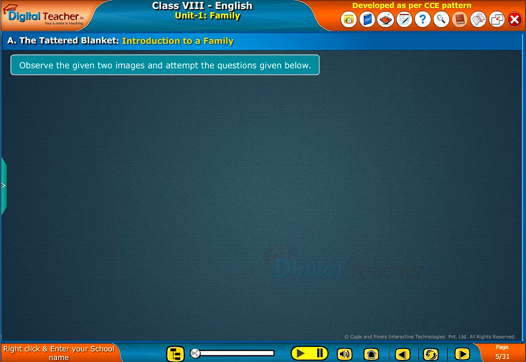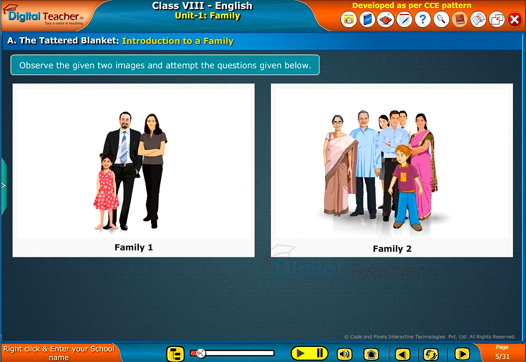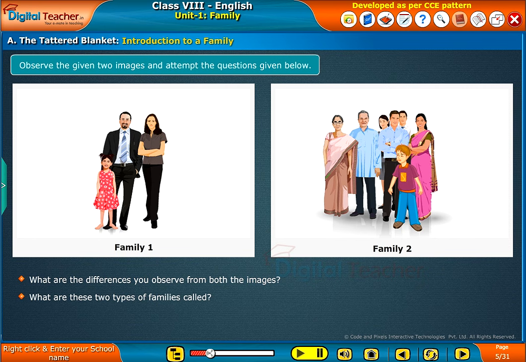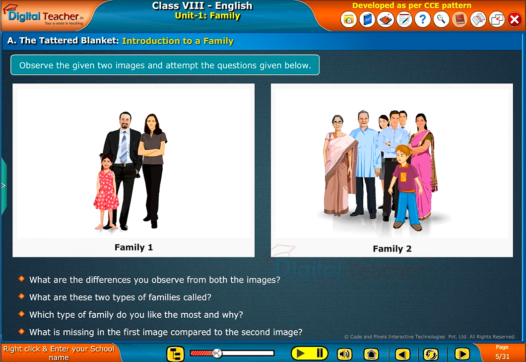Let us start the section with a few questions to check your attention. Observe the given two images and attempt the questions given below. What are the differences you observed from both the images? What are these two types of families called? Which type of family do you like the most and why? What is missing in the first image compared to the second image?